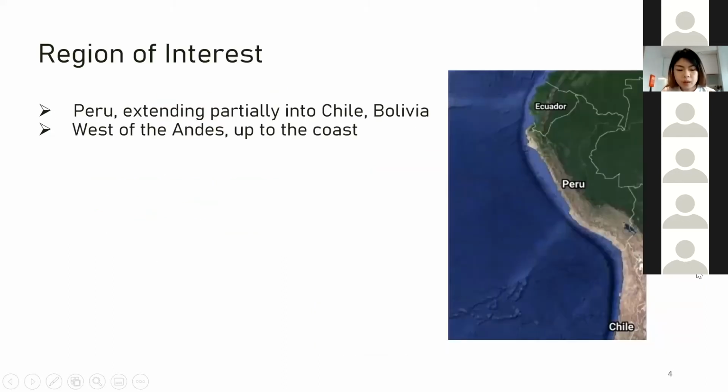So originally, our region of interest was concentrated in only the Cañete Valley, but because of the pandemic, we decided to expand on the remote sensing aspect of our project and to include most of Western Peru, and to extend this from Peru into Chile and Bolivia a bit as well.